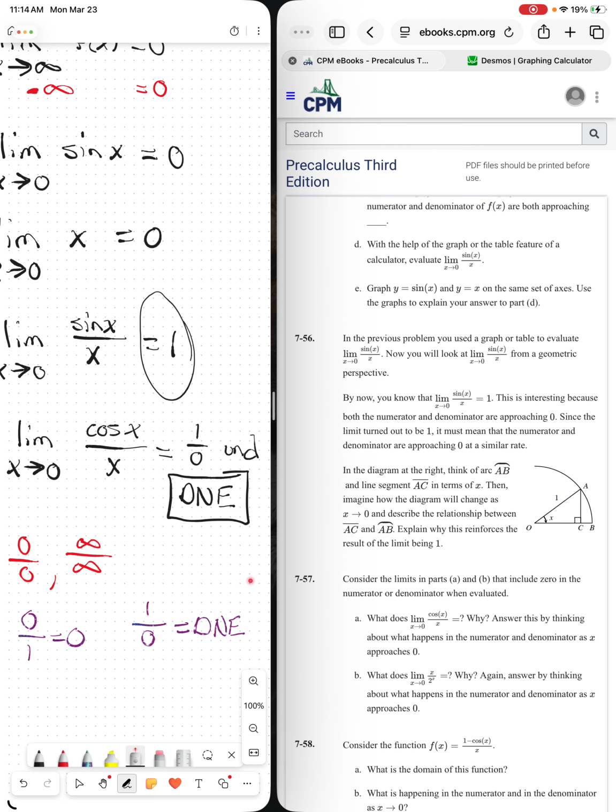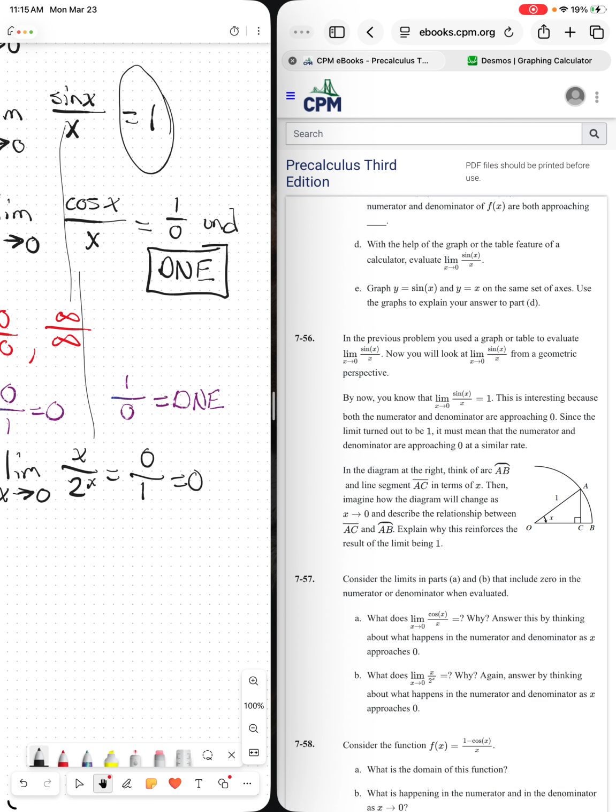So let's look at the next one here. What does the limit as x approaches 0 of x over 2 to the x equal? Well, that's 0 over 1, which is 0.